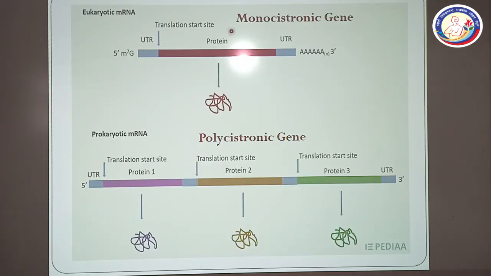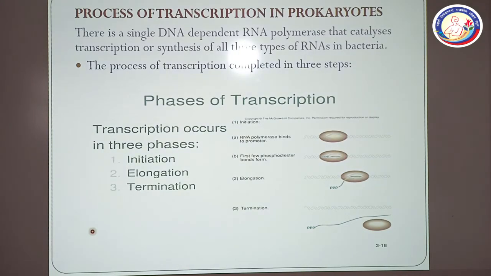In the monocistronic genes, you can see this is eukaryotic mRNA, and this red colored structure will code the protein, and a single protein is coded here. This is the capping at the 5' position and tailing at the 3' position. On the other hand, in the polycistronic genes, you can see it has different translational sites. Here protein 1 is coded, protein 2 is coded, protein 3 is coded. Now come to the next topic, that is the process of transcription in prokaryotes.